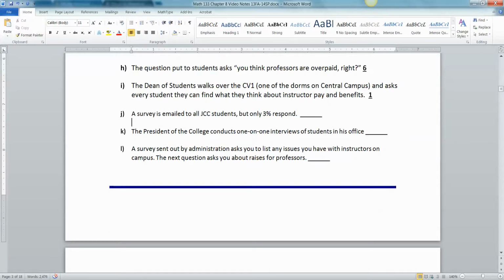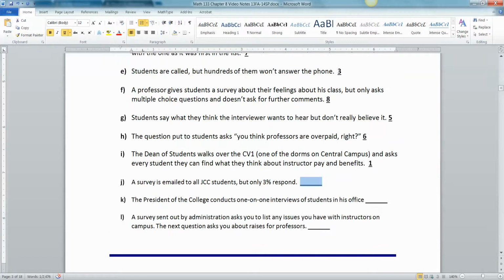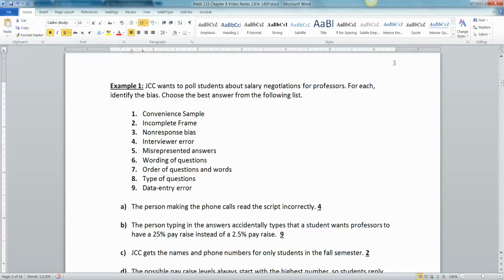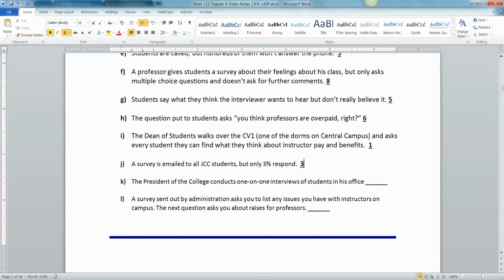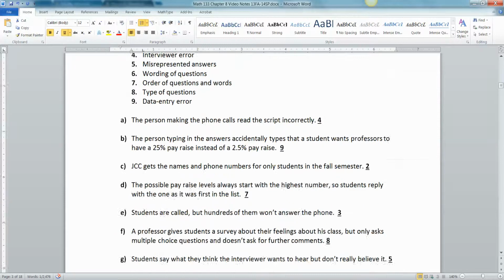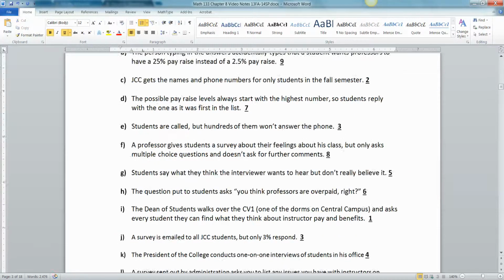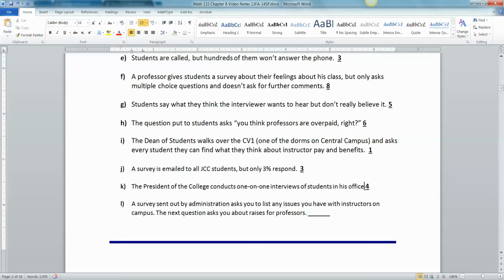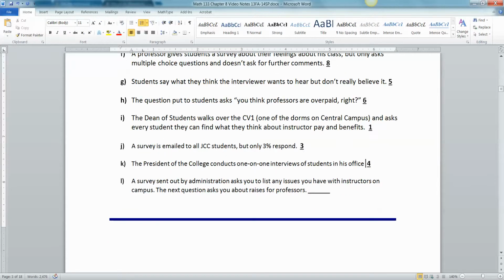All right, a survey is emailed to all JC students, but only 3% respond. That's another non-response bias. You're running into issues with people not answering you. The president of the college conducts one-on-one interviews of students in his office. Oh, that would be intimidating, right? You don't want to tell him anything he doesn't want to hear. So that would be interviewer error. You don't trust that interviewer. It's an untrustworthy interviewer. You're too intimidated to tell the truth.